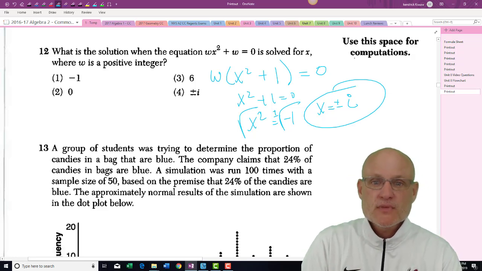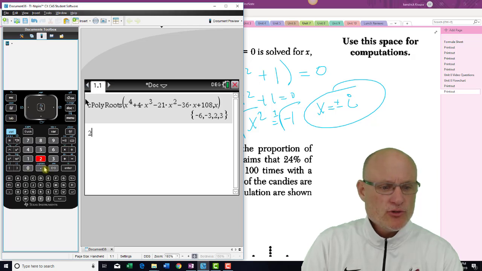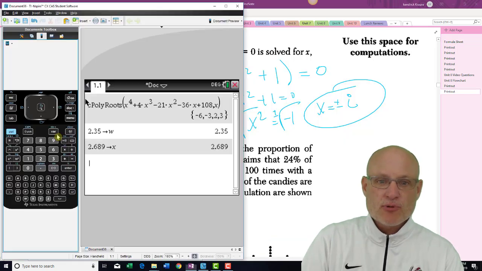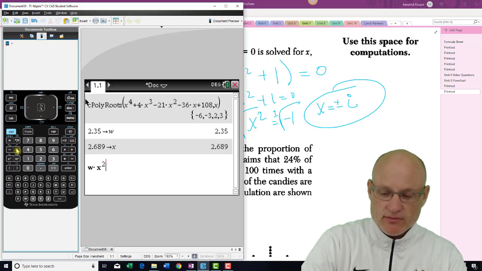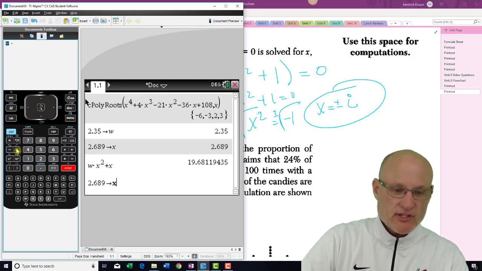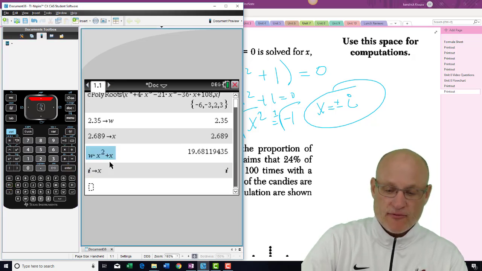Now, is that right? Let's check. Let's store any number we want, 2.35, and we're going to store that into W. And then we're going to take 2.689, store that into X. And then we're going to type in this problem. Can't write WX, you gotta write W times X squared plus X. I should not have done this because the answers were i and negative i. I should have put in i here, so backspace. I have to put in actually the answers I came up with, i, enter. And then I type this in. Now, if it works, this should equal zero.